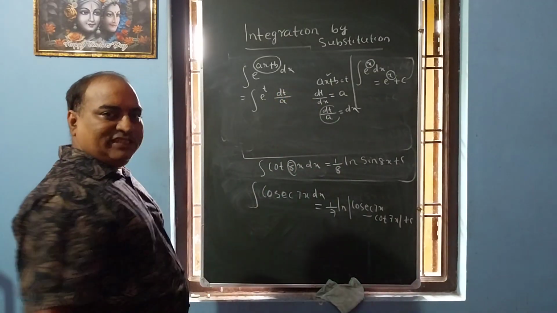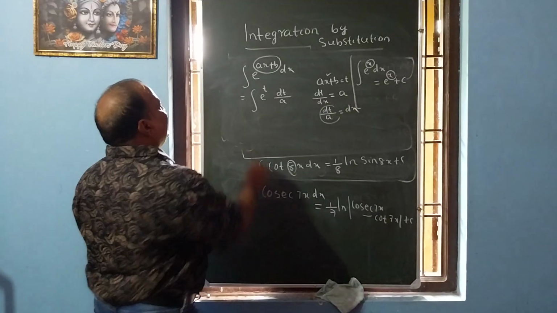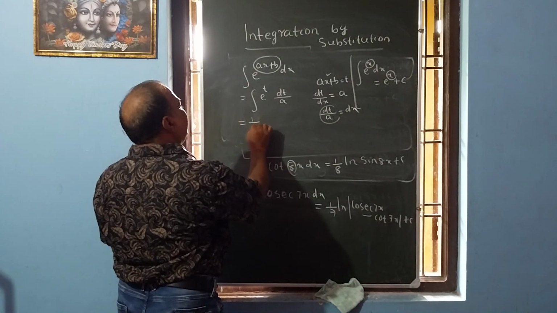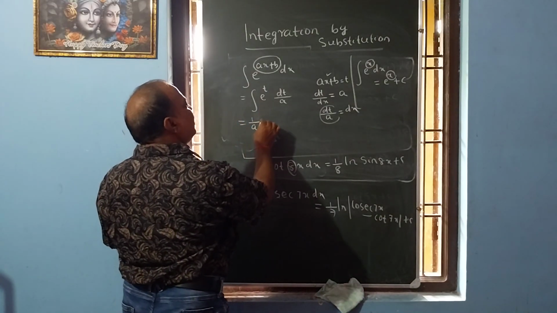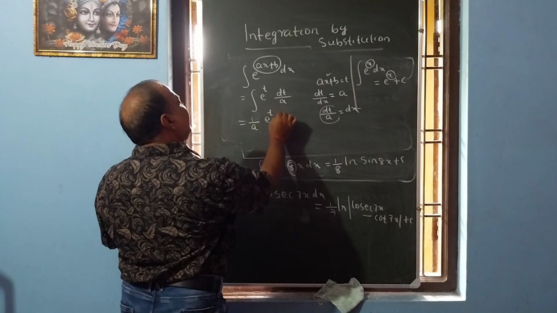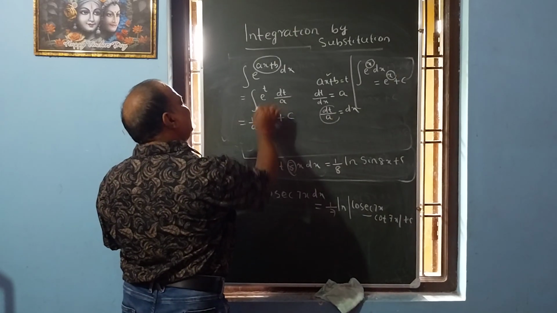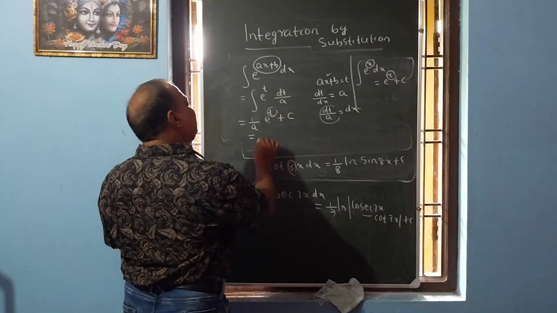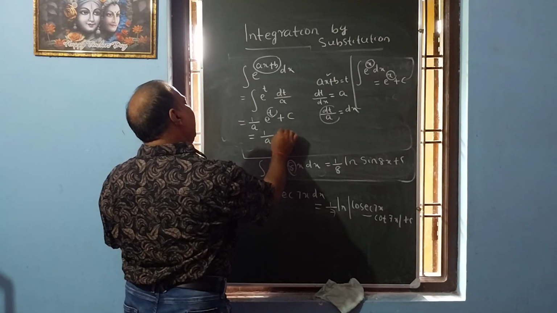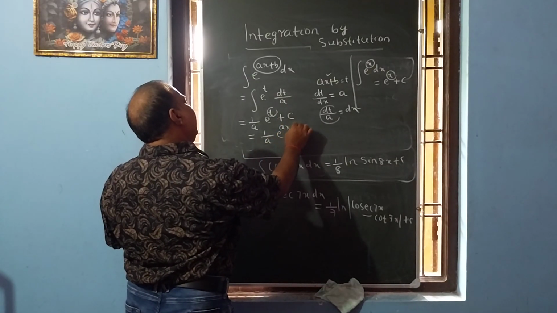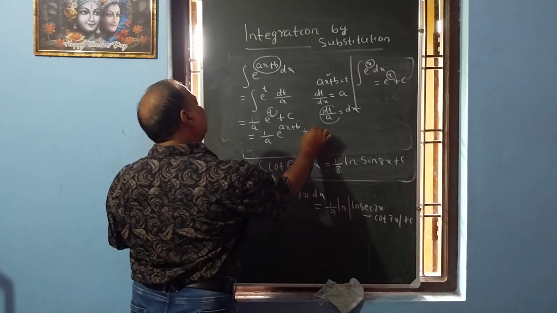1 by a is the constant that will come outside of the integration. We get 1 by a times the integration of e to the power t dt, which is e to the power t plus c. So you put the value of t as ax plus b: 1 by a e to the power ax plus b plus c.